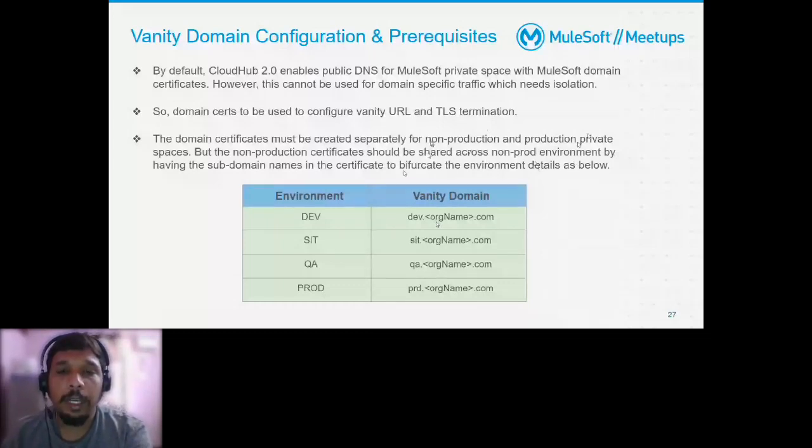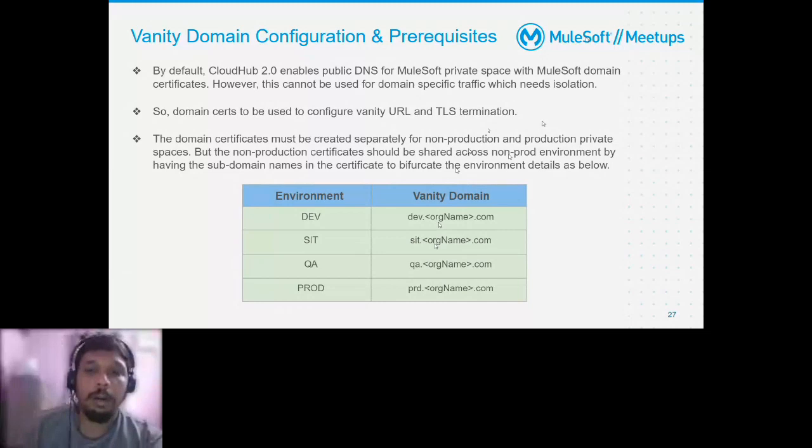So when I say environment bifurcation, probably you have to go and create a number of certificates matching your environments, or you can have a single certificate with multiple subdomains, which we call SANs, in the certificate. So that you can have dev.orgname.com, asset.orgname.com and qa.orgname.com. That's how you can do the domain configuration. On production, by default, it is straightforward: only one certificate with the prod domain name.